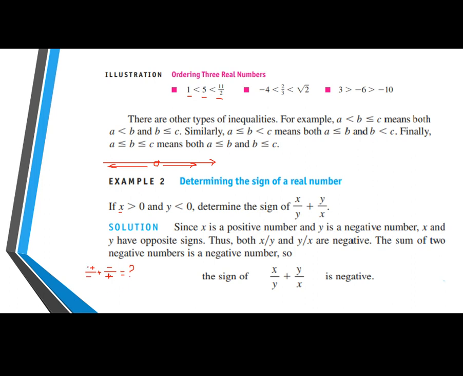So the quotient is not the same sign, so this is a negative. Plus the same situation, so negative siya. So addition of negative is equals to negative. So x over y plus y over x is equal to negative.